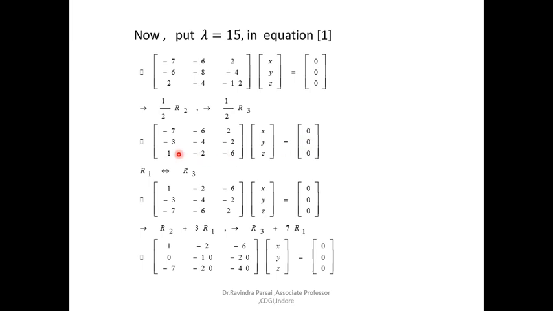Now since 1 is available in this position, I wish to interchange it with the first row. So on interchanging R1 and R3, the first pivot element is reduced to 1. So we have 1, minus 2, minus 6; minus 3, minus 4, minus 2; and minus 7, minus 6, 2, times x, y, z equal to 0. Now with the help of this first pivot element, you make the elements below it 0, that is, R2 plus 3 R1, and apply R3 plus 7 R1. Just apply it, and you get the corresponding values here.